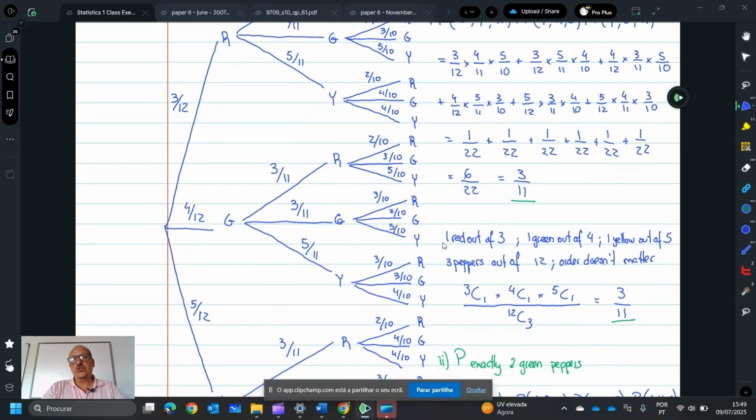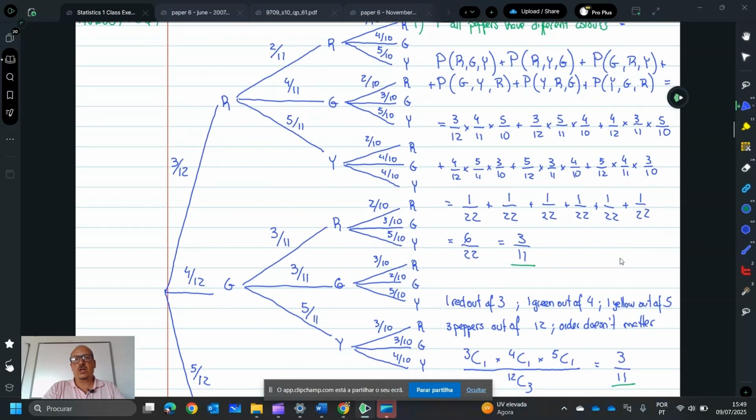What is the other method that did not involve you building the probability tree? Well, you know that you need to take 1 red pepper out of 3, 1 green pepper out of 4, and 1 yellow pepper out of 5. And how many different peppers did you have once you would take all of these 3? Basically, you would take 3 peppers out of 12. And the order doesn't matter. All that matters is that they all have different colors.